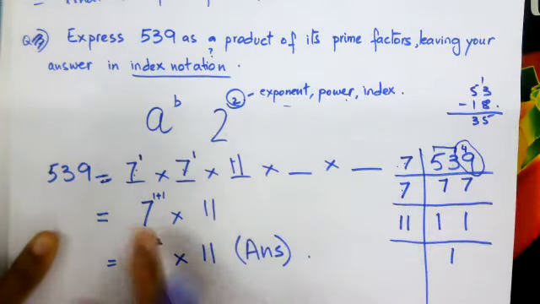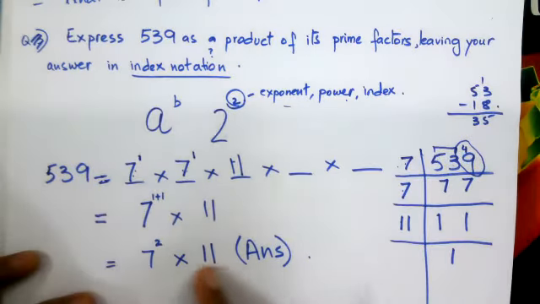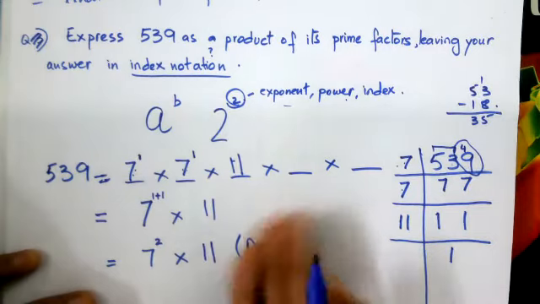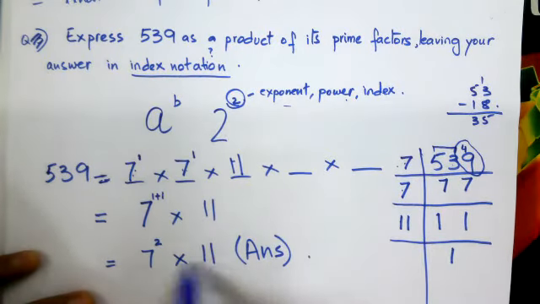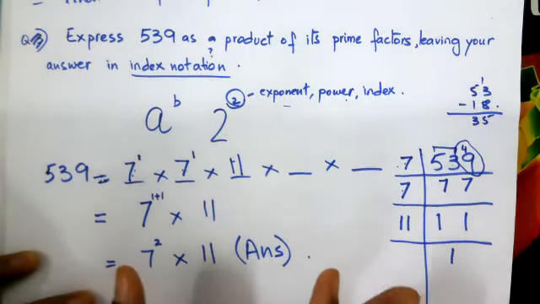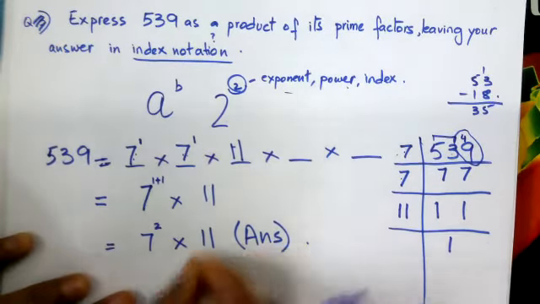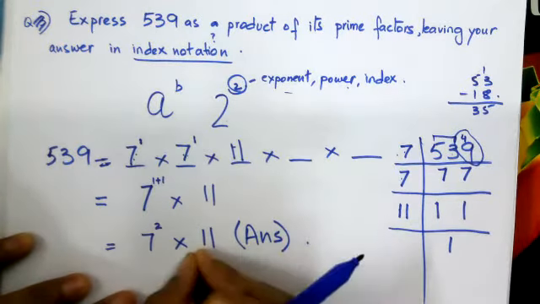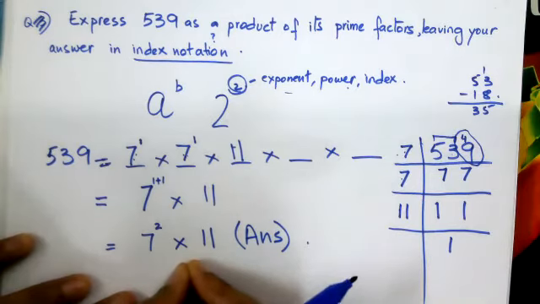So this will be my answer. This is in the index notation form. Now I cannot do anything about this, because this is to the power 1 and the bases are different. I cannot combine them. So I will leave my answer here. So this is the answer.